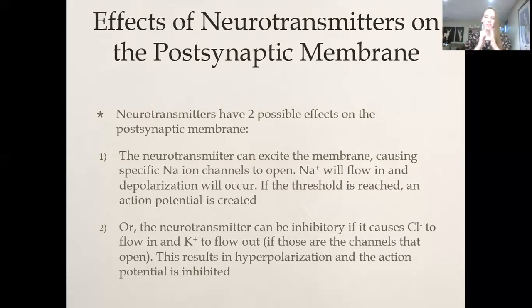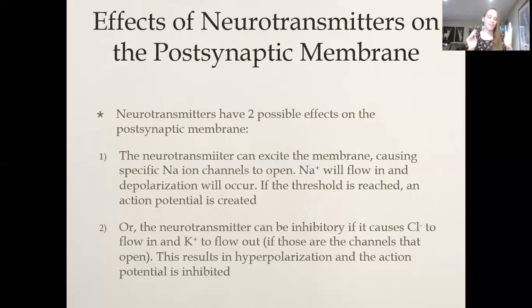So if you remember, in order to have an action potential, you have to have some sort of stimulus, then some of the sodium channels open, and then you hit the threshold, and then all of the sodium channels open, the membrane fully depolarizes, and you have an action potential. And then it repolarizes with the closing of the sodium and the opening of the potassium channels.